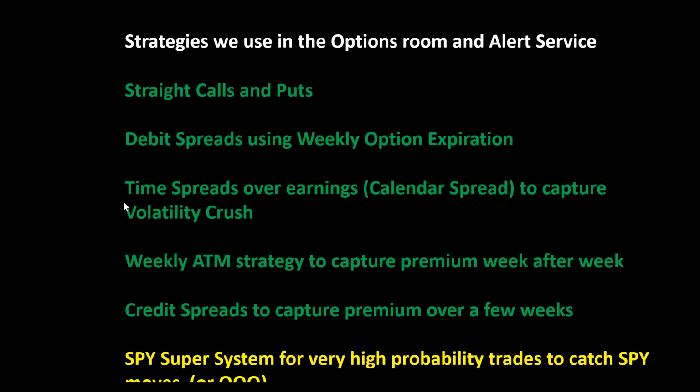I also do a thing called time spreads, and this I only use over earnings. This is a non-directional trade. What we do is we capture what's called a volatility crush. When the earnings come out, the volatility in the options gets taken out. In other words, before earnings come out, the market makers jack up the prices on the options, on the puts and the calls, because they don't know which way the stock's going to go, or how far it's going to go. So they basically increase the option prices to protect themselves. Once the earnings come out, then they take that volatility out of there.